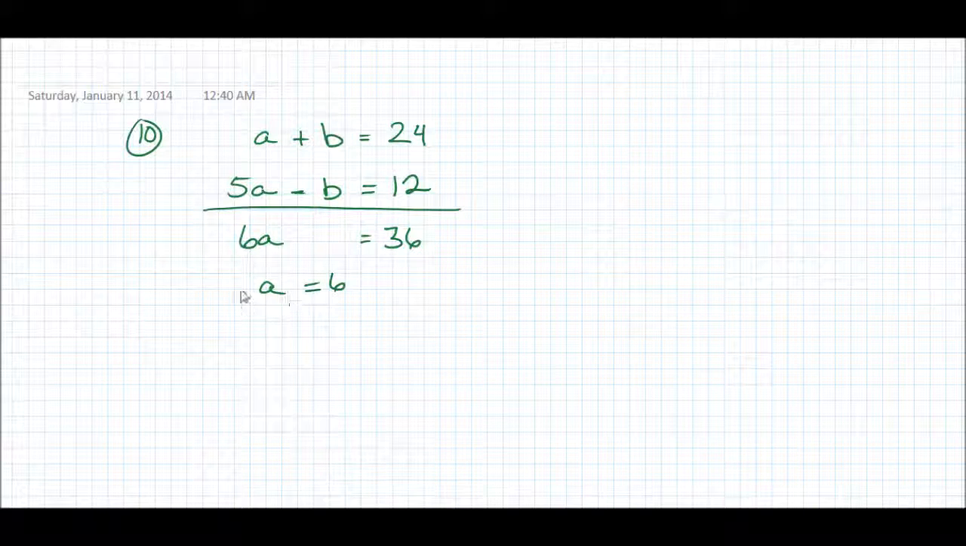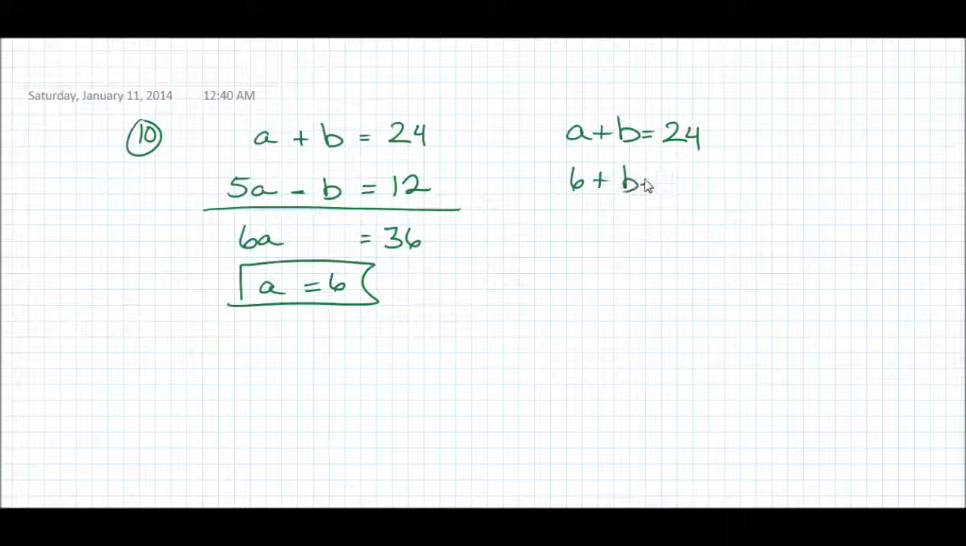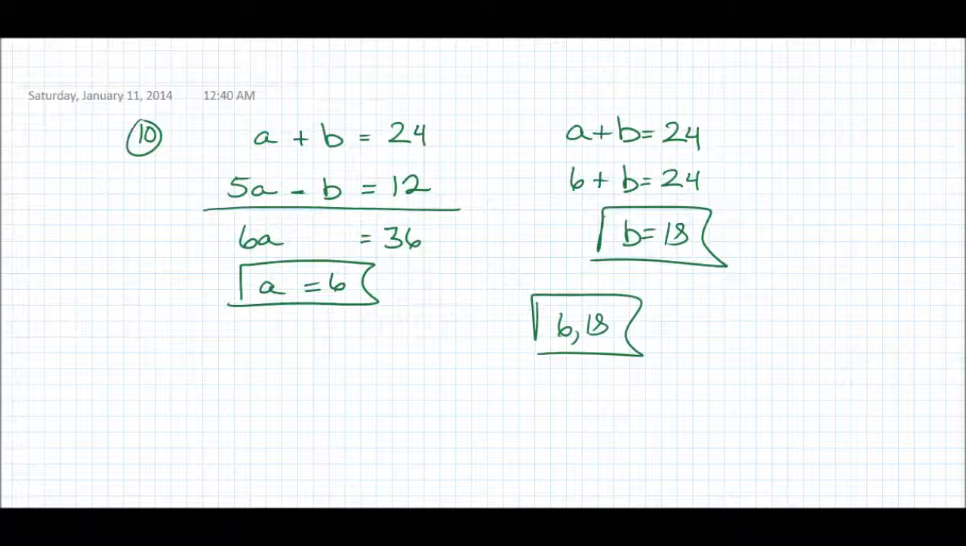So a equals 6. Plug that into an equation. We'll use the first one. a plus b equals 24. Plug in our a. So 6 plus b equals 24. Subtract 6 from each side. b equals 18. So our solution set would be 6, 18, representing our a, b values.